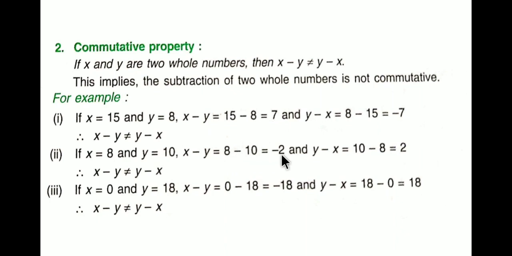Similarly, 8 minus 10 is minus 2 and 10 minus 8 is plus 2. So here also we can see that the commutative property is not followed. Similarly, 0 minus 18 is minus 18 and 18 minus 0 is 18. So in all three examples, we saw that the commutative property is not valid in case of subtraction of whole numbers. So the commutative property also is not being followed in subtraction.